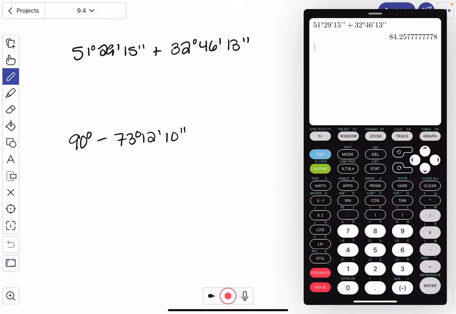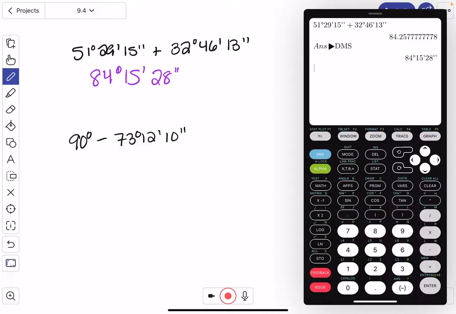If we want to turn that into degrees, minutes, seconds, we need to do second answer. So second, and then the negative sign pulls up your last answer. And then turn that into degrees, minutes, seconds. It'll do that for you.